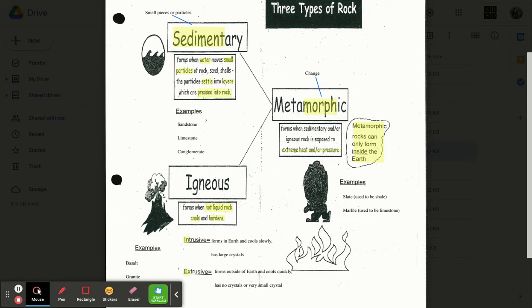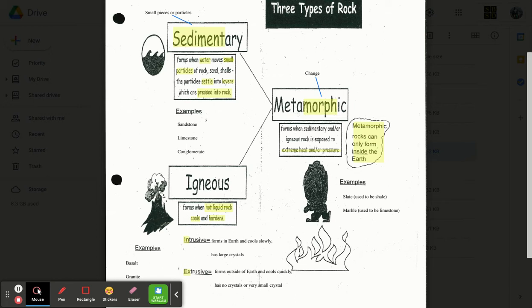Igneous was most likely the first rock type that ever existed on Earth because in the beginning, while Earth was forming, it was a fiery, hot, liquidy mess of magma and lava. An igneous rock, if we read from the definition, forms when hot liquid rock cools and hardens. So igneous rock used to be liquid, meaning it used to be magma or lava that cooled down and hardened into an igneous rock.